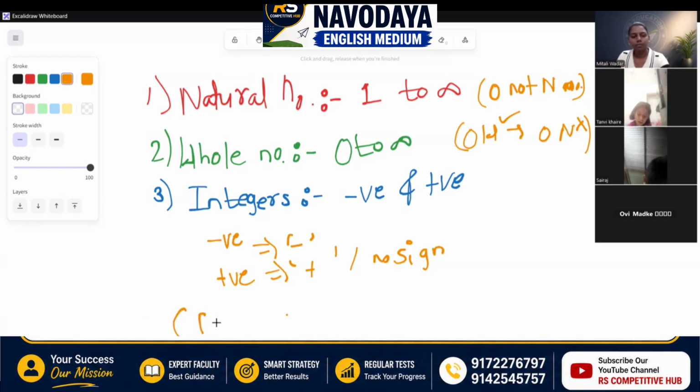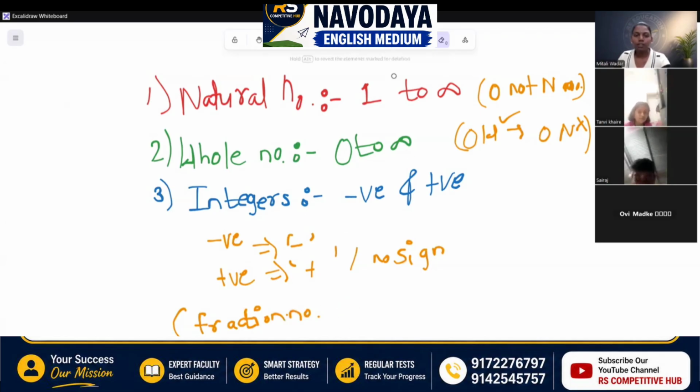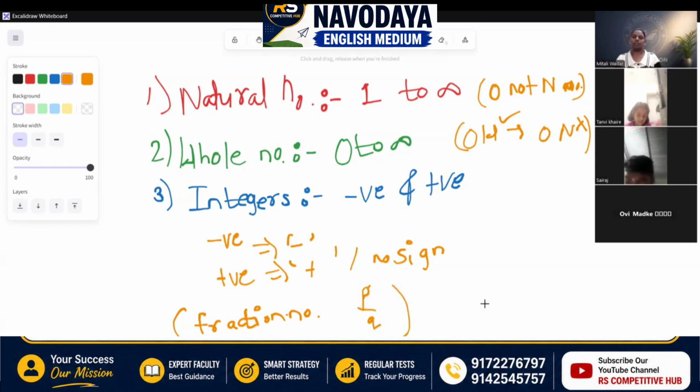Fraction numbers are not listed or counted in an integer. Yes, means fraction numbers which are in which form? Let me erase it. Fraction numbers which are in p by q form. Yes, Sairaj, complete your sentence. Yes, all the numbers which are in the p by q form, which are the fractions, are not integers. So ये note है हमारी आज के integers के लिए.